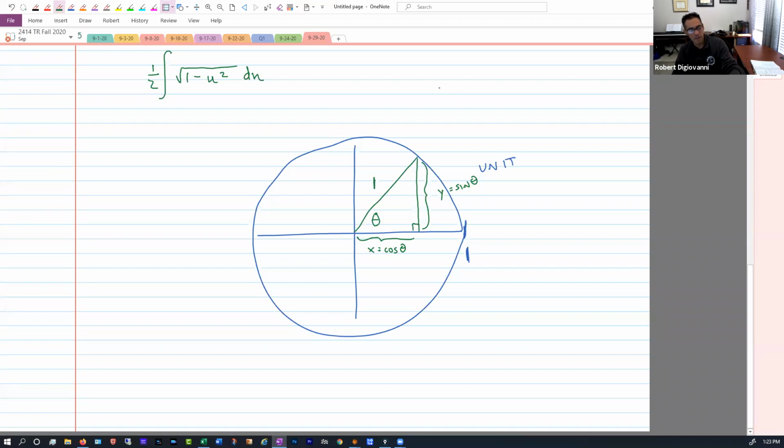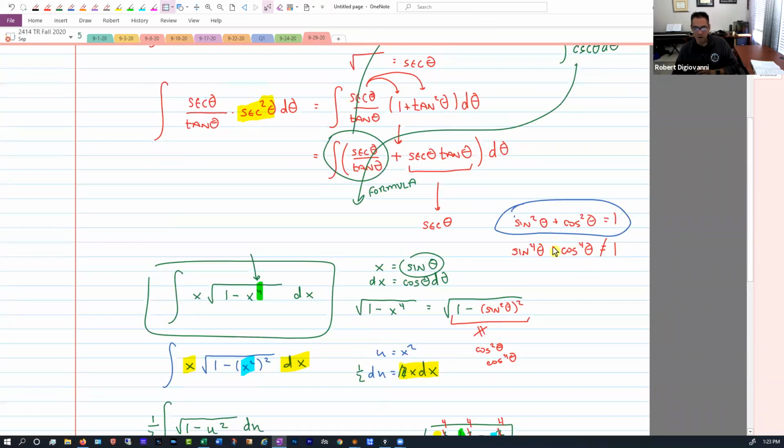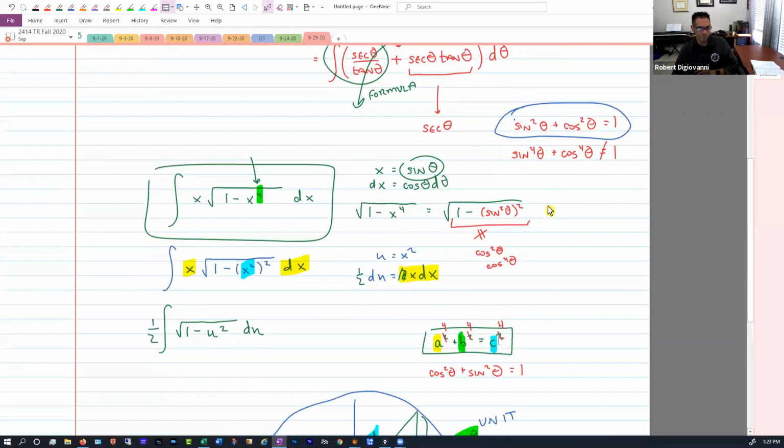Then we think about the Pythagorean theorem, a squared plus b squared is c squared, the good old Pythagorean. For us, a is cosine theta, b is sine theta, and c is 1. So what you get is the Pythagorean identity, cosine squared theta plus sine squared theta equals 1. The Pythagorean identity does not have 4s here, so you can't switch it to 4s. That's why we can't switch our identities. It can only work when it's squares.